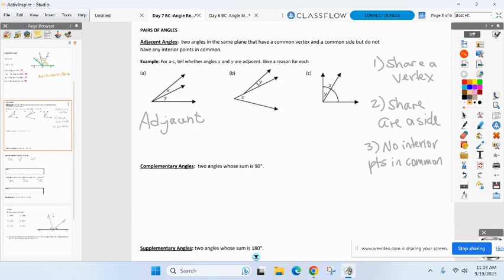All right, next up, diagram B. What do we think about those two? Adjacent or not? Well, let's go down the list. Do they share a vertex? Okay, let's stop talking then. Who cares about the other two? If they don't have the first one, they're not adjacent.